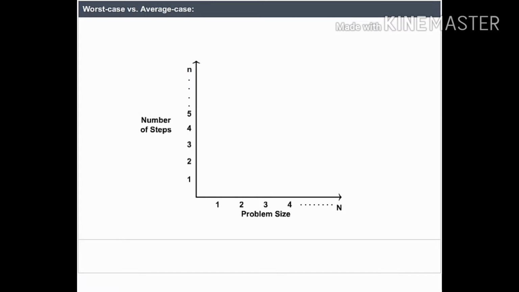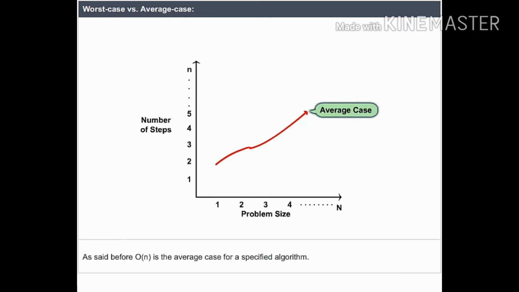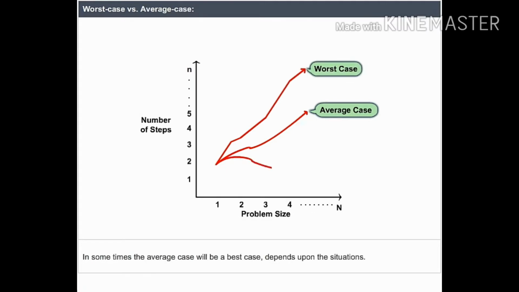Worst case versus average case. This slide represents the average and worst case difference. As said before, O of n is the average case for a specified algorithm. More than O of n is called the worst case. Sometimes, the average case will be a best case depending upon the situation. Therefore, the worst case is considered as the average case.